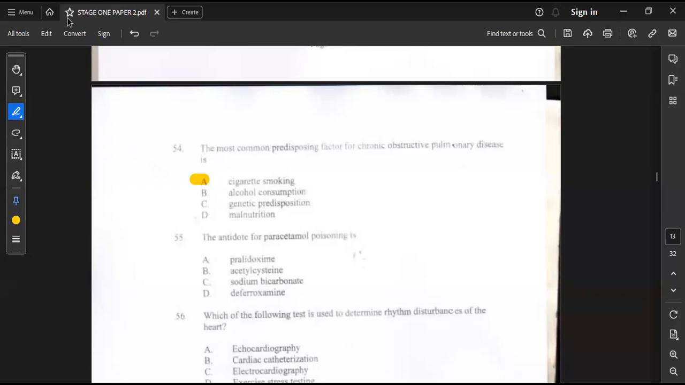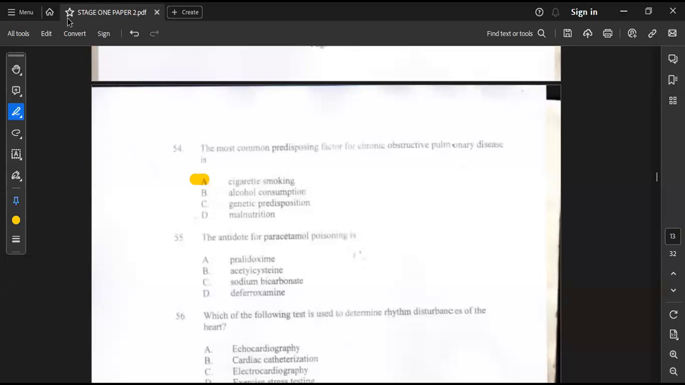Can I go on, or does someone else have something to add on that? Maybe they can give us a small summary, I don't know how to call it, of how you can differentiate between bronchitis and emphysema. Yeah, someone do that.